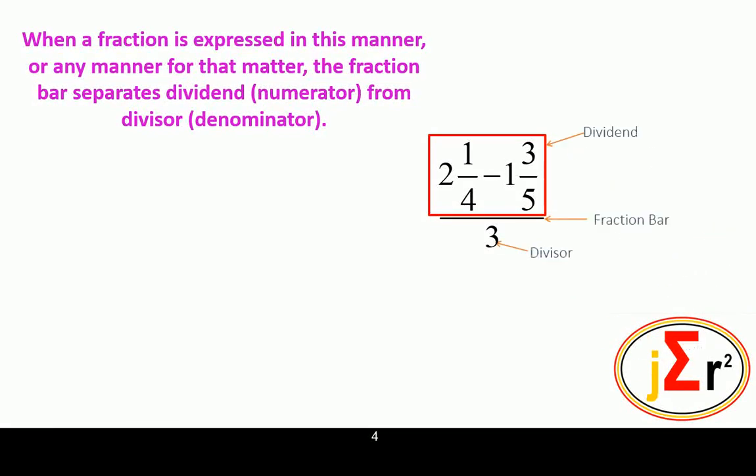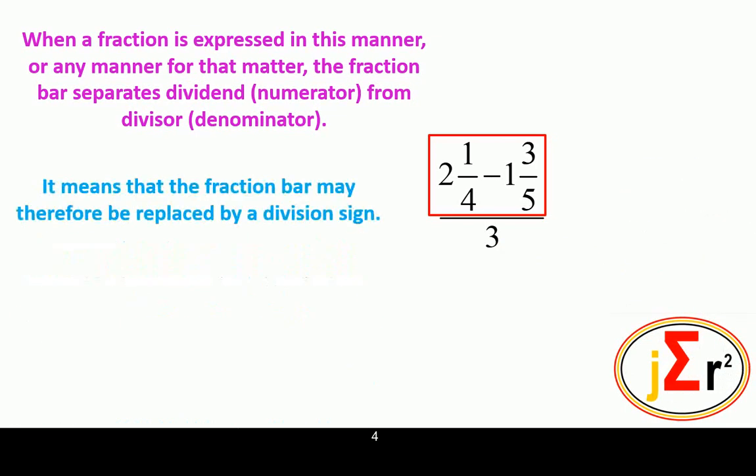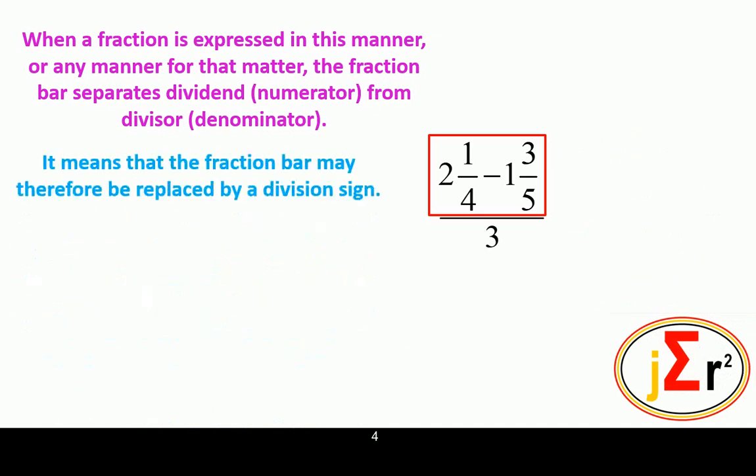So there we have the top, the entire top, which is the dividend. We have the fraction bar that depicts division, and we have the denominator, which is the divisor. It means that the fraction bar may therefore be replaced by a division sign, because the fraction bar depicts division. It may be replaced by a division sign.